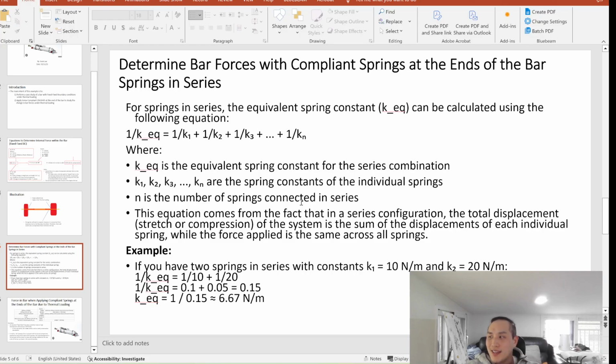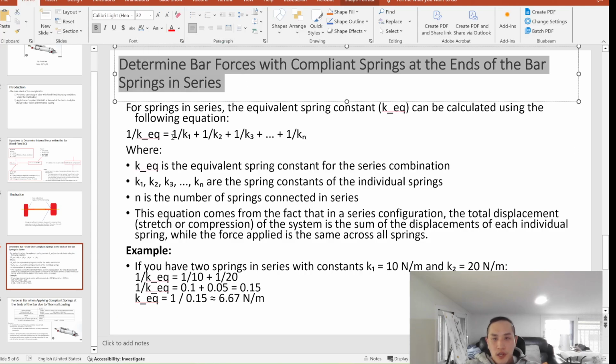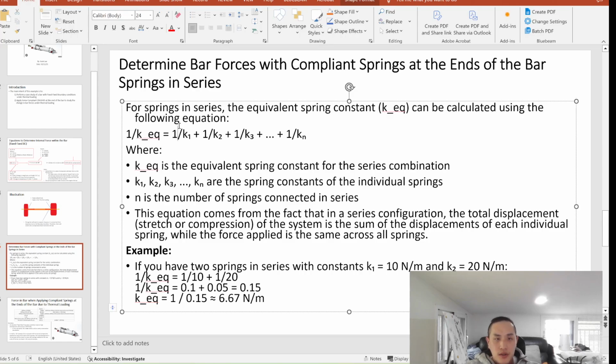So why is that the case? Determining bar forces with compliant springs at the ends of the bars: springs in series. For springs in series, the equivalent spring constant KEQ can be calculated using this following equation here, and K1, K2, K3 are the spring constants for the individual springs. So basically, in our second example, we have the C bush as a spring, the 30-inch bar element is a spring, and then we have another spring on the other side. So we have three springs in series, right? And this is how you calculate your K equivalent.